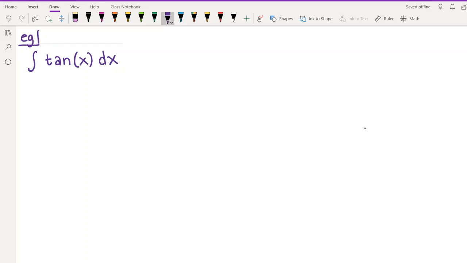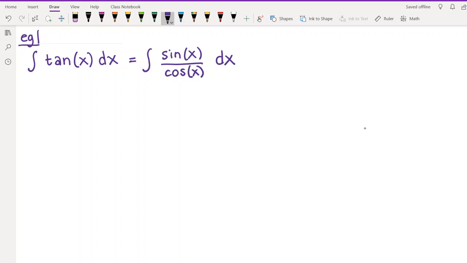So this on the surface might not seem like a substitution problem, but we can rewrite it in a way where it becomes one. So let's rewrite tangent of x as sine of x over cosine of x. So why is this helpful? Well, now we can notice that sine and cosine are derivatives of each other, and so that hints that we should be able to do some kind of substitution here.